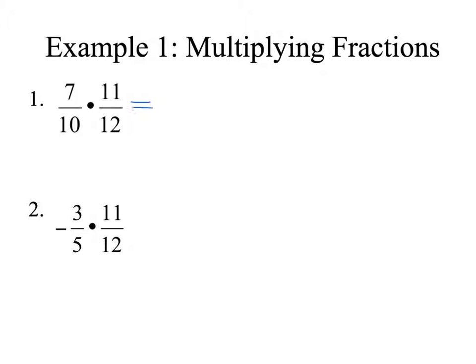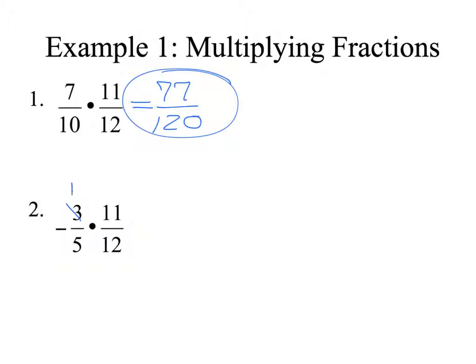So 7 times 11 is 77. 10 times 12 is 120. So my final answer is 77 over 120. Pretty straightforward. The other nice thing about multiplying is you can actually cross-cancel or simplify in the problem itself. You don't have to, but by simplifying in the problem itself, you're usually working with smaller numbers, and if you do it correctly, you won't have to simplify at the end.